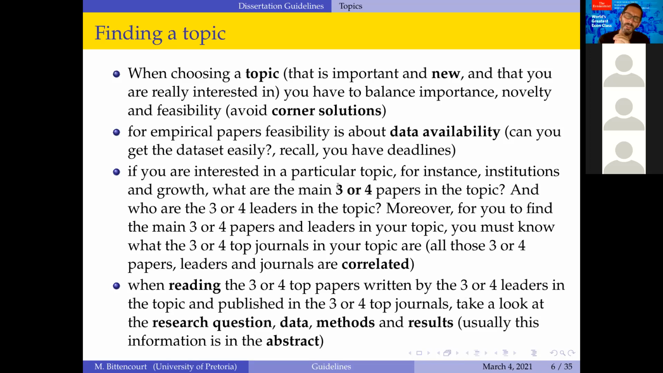And usually all the time this information is in the abstract. We saw a couple of papers last Tuesday, and I showed you one of the papers had an abstract, and all the information you needed to know about the paper was contained in the abstract. The research question, what the paper is about; data and methods, how you do things; and results, what you find. It says 4 here, but in fact it's 3. Those are the 3 things that you have to learn about a paper. And good abstracts contain all that sort of information.